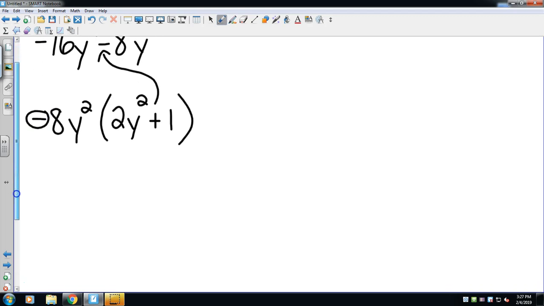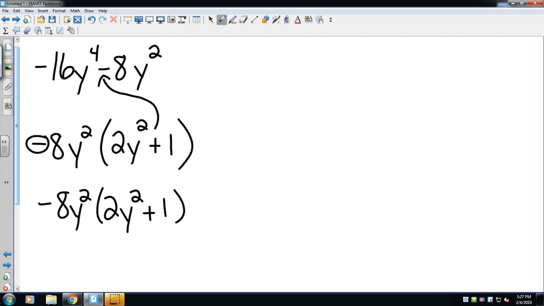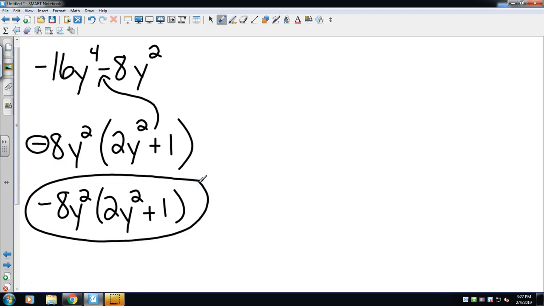So if I did distributive property, I would say negative 8y squared times 2y squared is negative 16y to the 4th, and that's what I wanted. And negative 8y squared times 1 is going to be itself, which is negative 8y squared, which is also what I wanted. And so that would be the factored version of that. So just a little reverse distributive property. And that's Chapter 7, Section 4, Solving Polynomials.